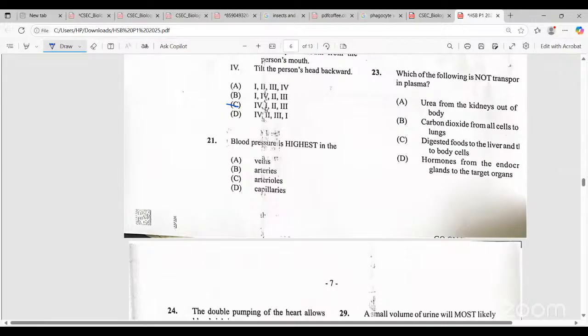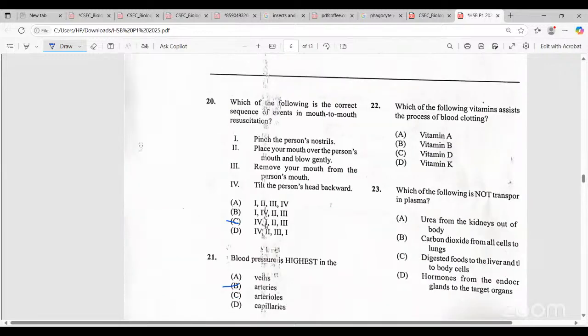21, blood pressure is highest where the most blood flow occurs, and the most blood flow occurs in your arteries, right? Next one says, which of the following vitamins assists the process of blood clotting? And blood clotting is vitamin K. Nice and easy.